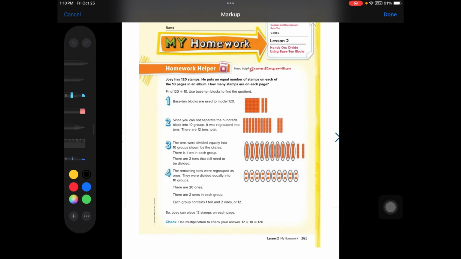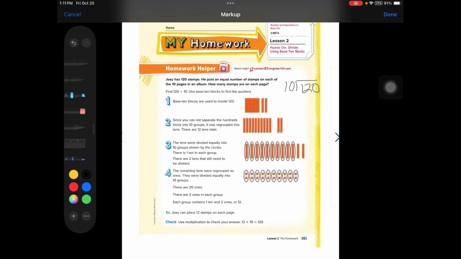Let's begin. In this particular lesson, they want you to be able to use models to do division. Our original division problem is 120 divided by 10. Now, if you were to just do it the regular way, this is what it would look like. So much easier, but the book has asked me to teach you this.